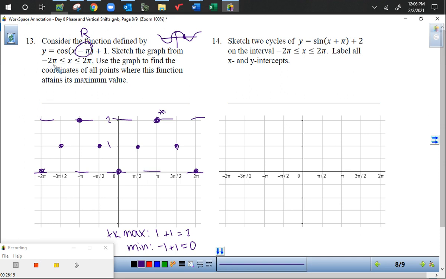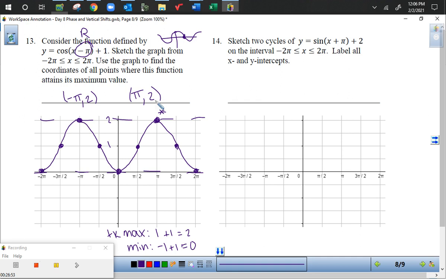Now this does say go from negative 2 pi to 2 pi. That means endpoints rather than arrows. And there's our graph. Last thing it asks us to do is, once we've graphed it, find all points where the function attains its maximum. So here, this is the ordered pair negative pi, 2. And this other one going to the right is pi, and then same number, 2.